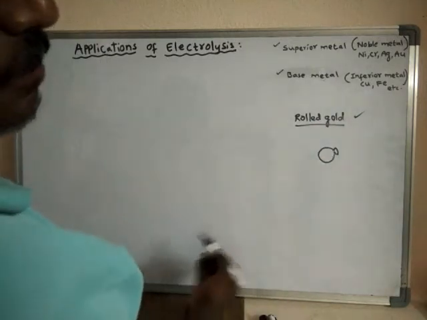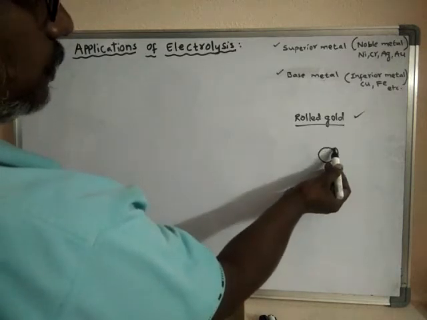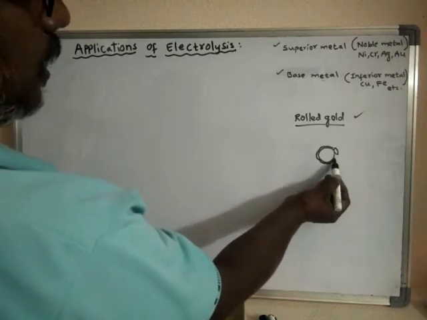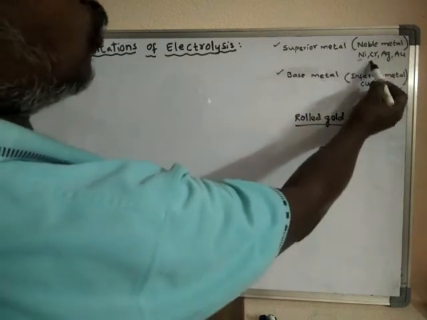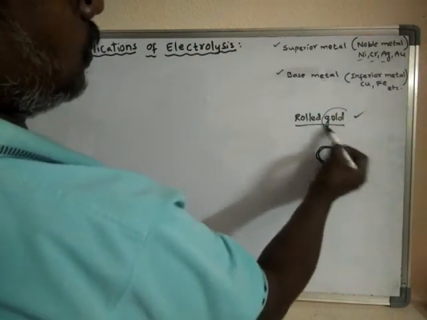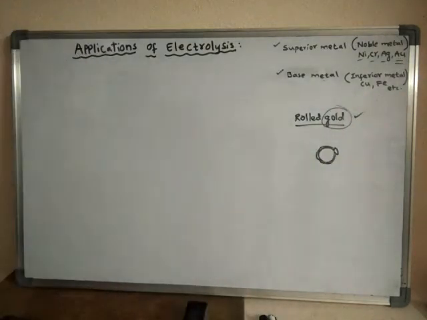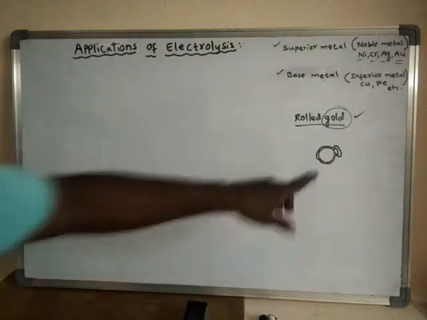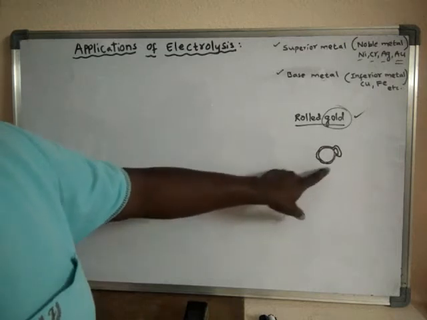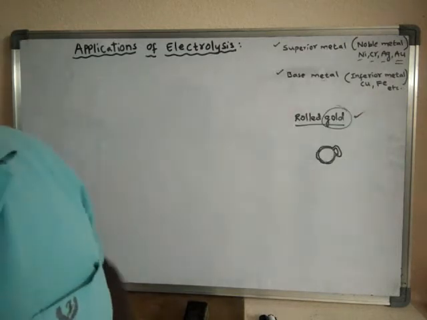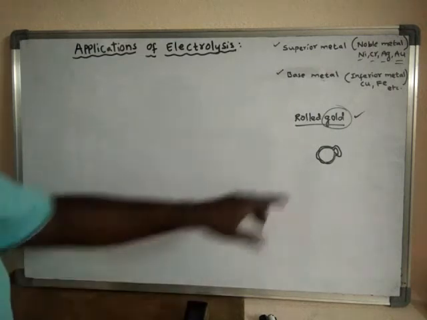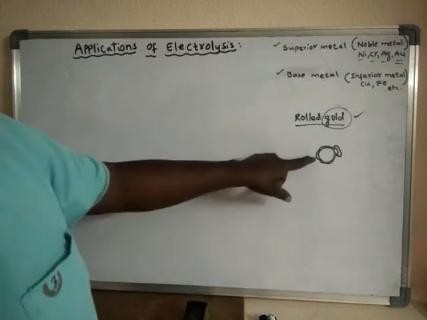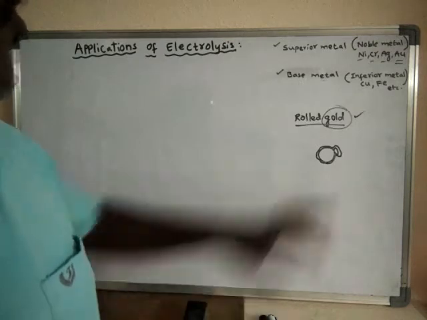Now this is a copper ring. On this there will be a coating. This copper ring is coated with either nickel or chromium or silver or else gold. As it is rolled gold, inside the ring the gold is only the coating. Inside, the actual material is either iron or copper. The coated material is said to be superior metal or noble metal, and the inside material is known as base metal or inferior metal.